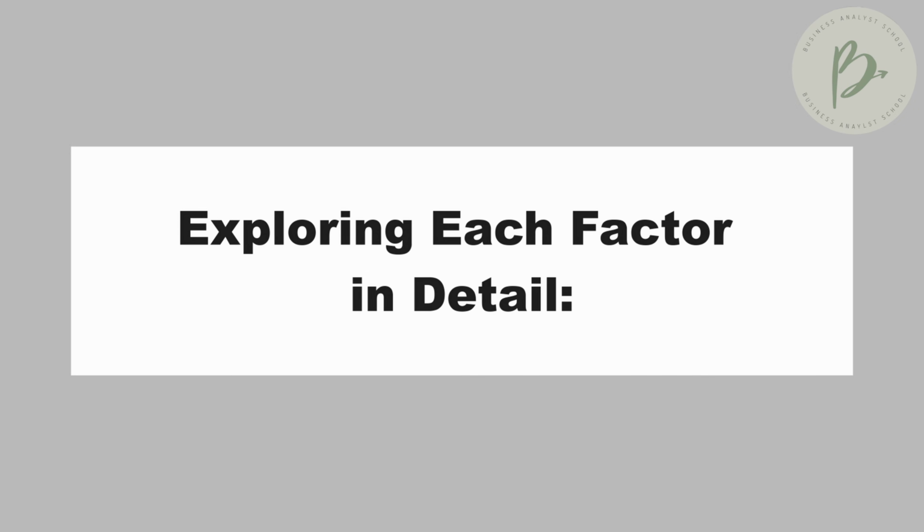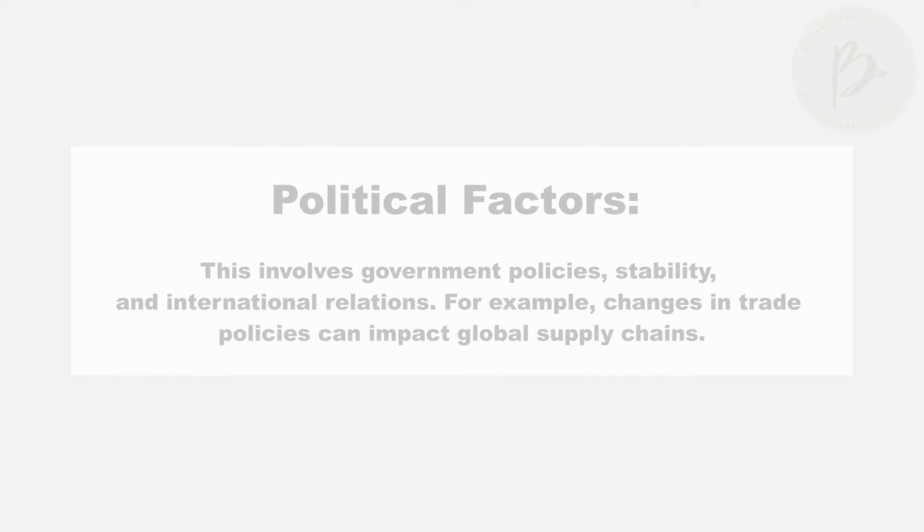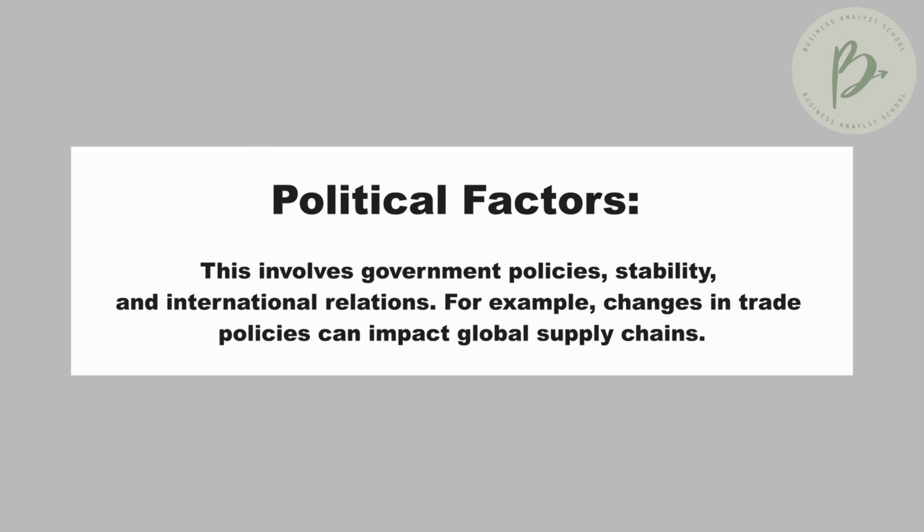So let's explore each factor in detail, taking the first factor, which is the political factor. When you think about political factors, what comes to mind? Politics, right? So this involves government policies, stability, and international relations. For example, changes in trade policies, which can impact the global supply chain.